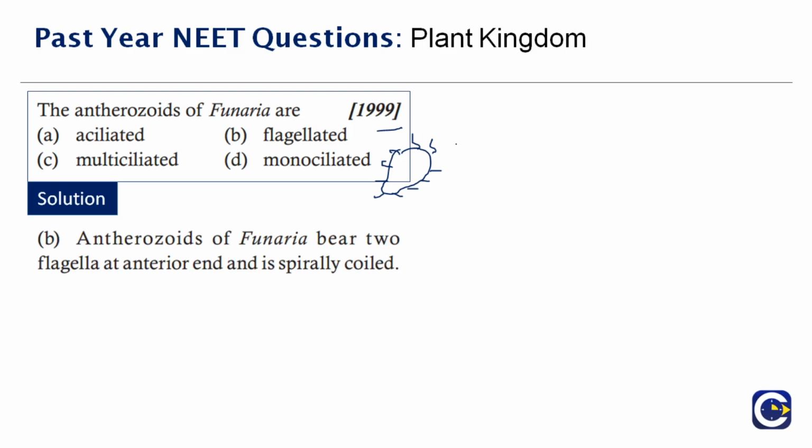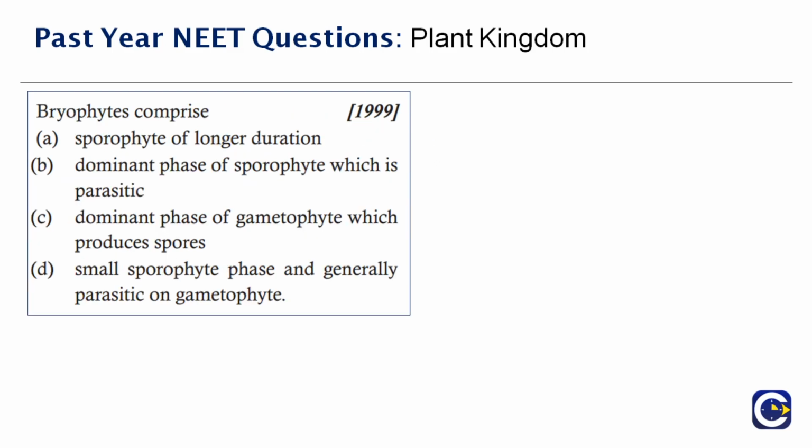Okay, antherozoids of Funaria, they bear two flagella at the anterior and they are spirally coiled. See, these kinds of questions, it is very easy for you to identify the answer. You only need a little logic because out of the 4 options here, they have given 3 options to be ciliated. The only option different from this is flagellated. So the correct answer goes to option B, flagellated. Now let's move to the next question.